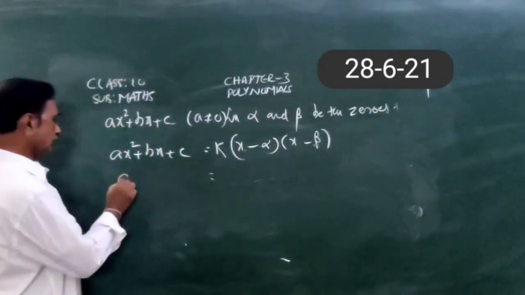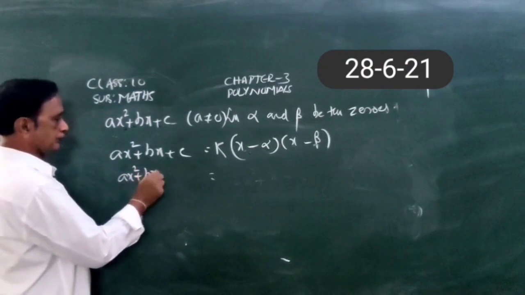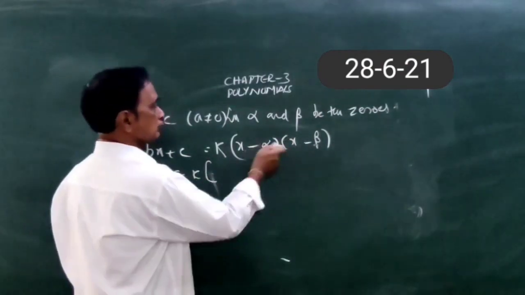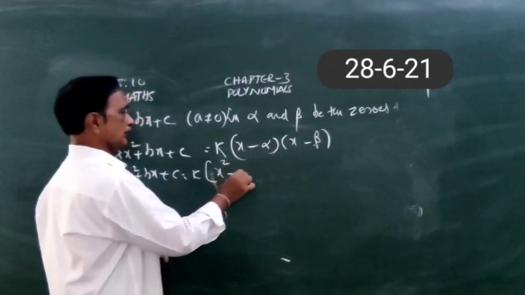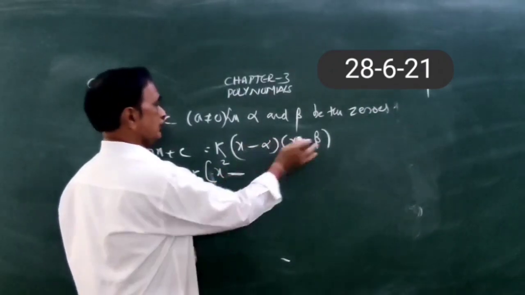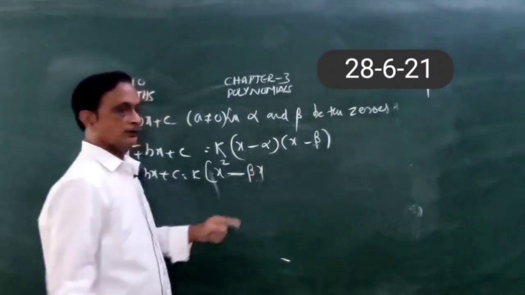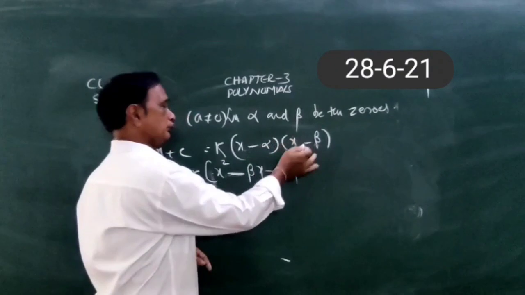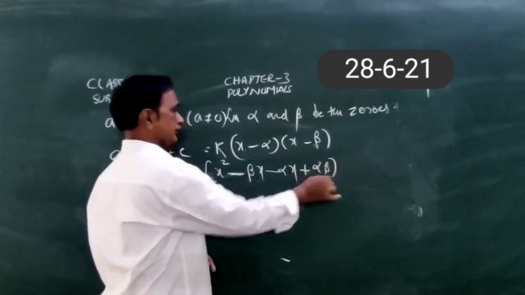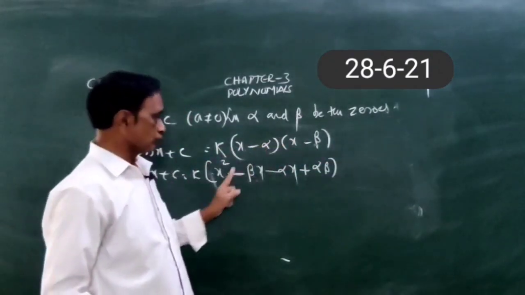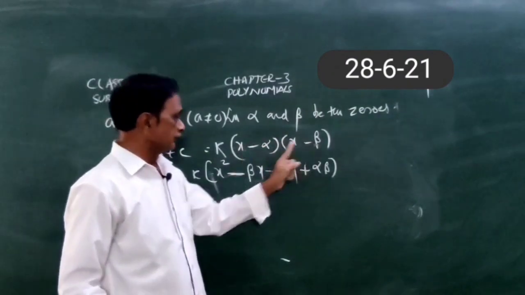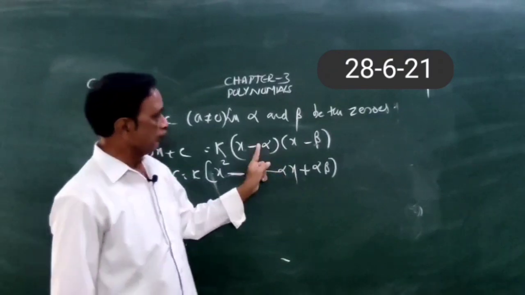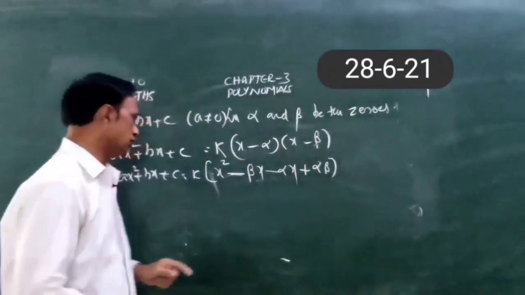So now ax square plus bx plus c is equal to k into what is the product of those two? x into x square, x into minus beta x, minus alpha x, and minus alpha into minus beta plus alpha beta. Yes, x into x square minus x into minus beta x minus alpha x into x minus alpha into minus beta plus alpha beta.